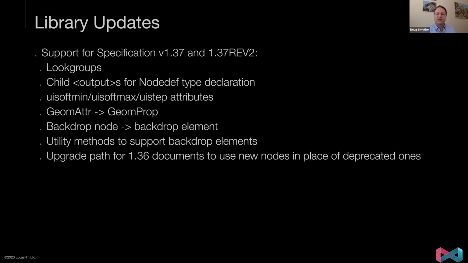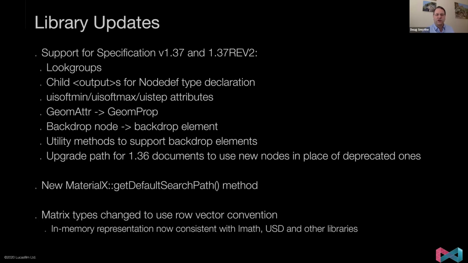Since last SIGGRAPH, the MaterialX codebase has been updated to fully implement the changes and features of the 1.37 Rev 2 specification that was released in January 2020, and its built-in document version upgrade capability has been updated as well. There's a few new utility methods in the API to support new element types like geomprops and backdrop elements, as well as a standard platform-independent method to obtain the default search path for documents. We also changed the internal representation of matrix types so that they're consistent with the representation used in IMath, USD, and other commonly used libraries.